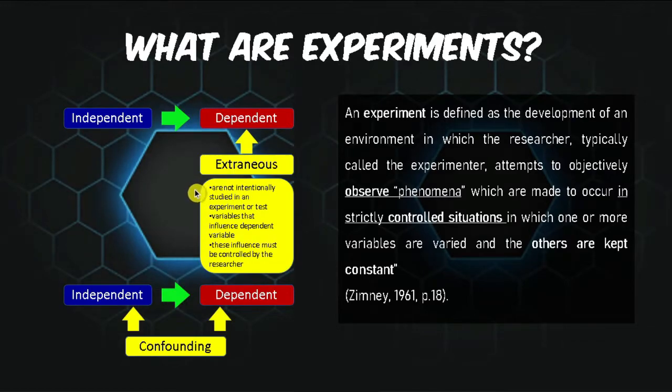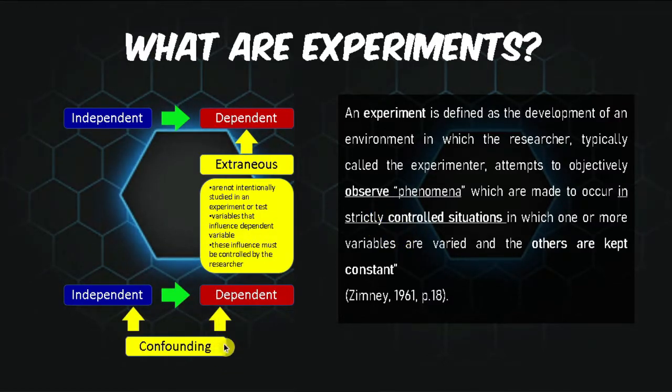In an experiment, we have to be cautious of another variable, an outside variable called an extraneous variable. These are variables that are not studied in the experiment but may influence the dependent variable. In an experiment, these variables must be controlled. So this is what we mean by controlling the situation.